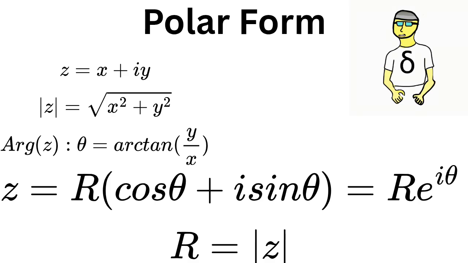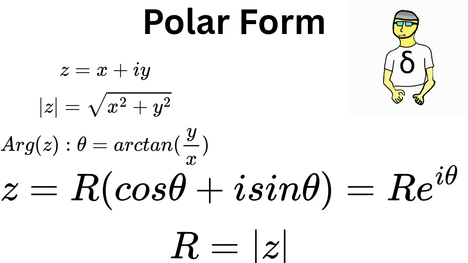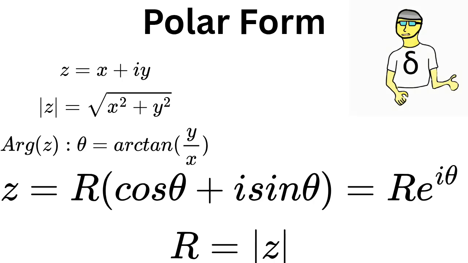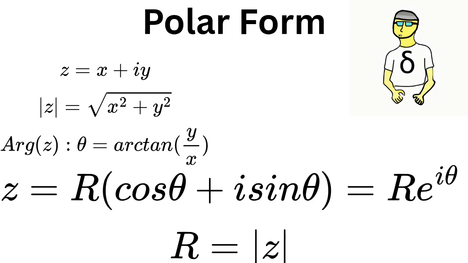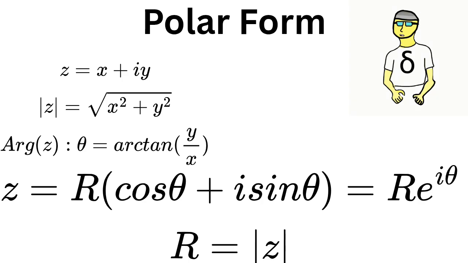Then we can write r(cos θ + i sin θ), where r is mod z and θ is the argument we just found. Also, we can use Euler's formula e^(iθ) = cos θ + i sin θ to represent it in its exponential form, r e^(iθ). This is called the complex number's exponential form.